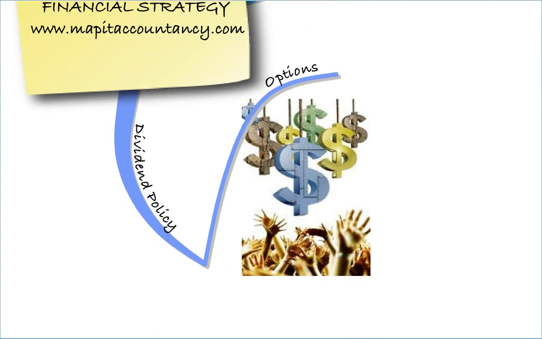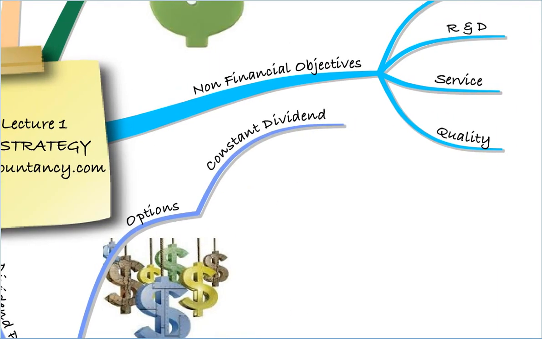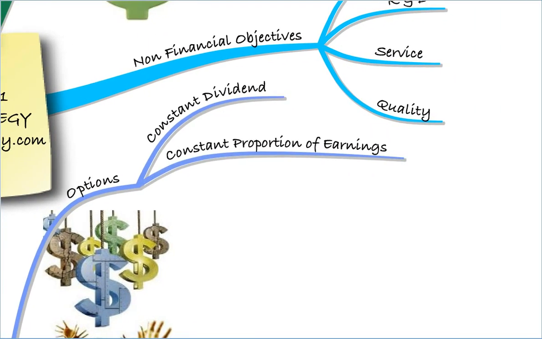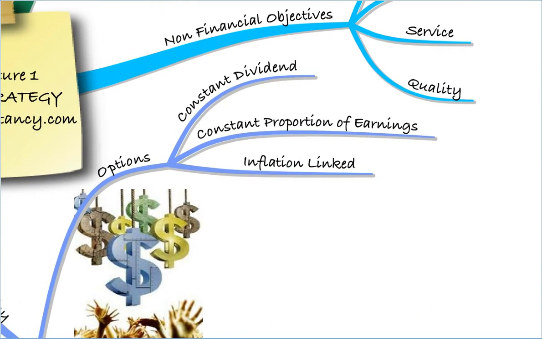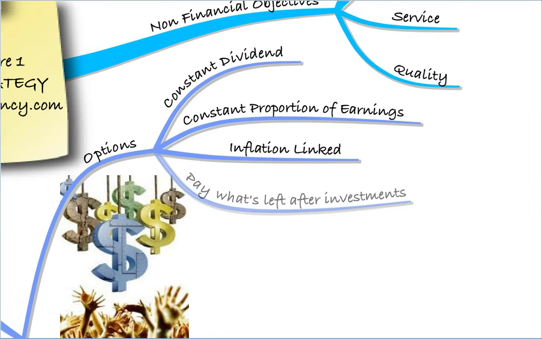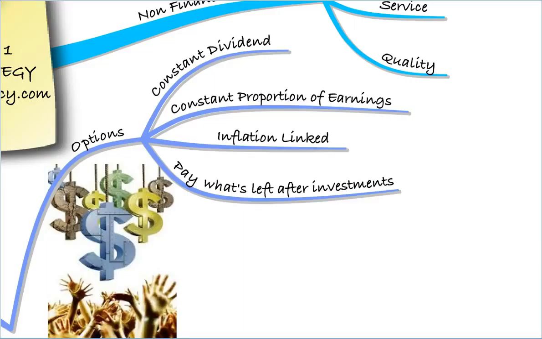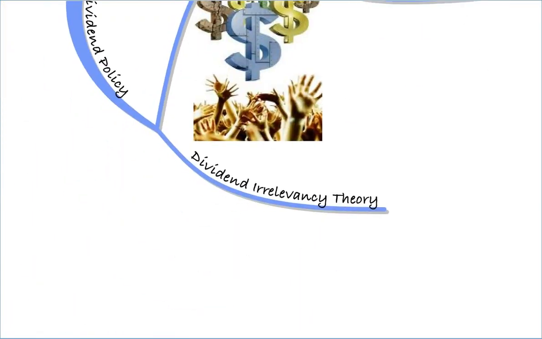We talked about the options that you can have, the constant dividend you could pay without changing, or you could pay a constant proportion of earnings so that the dividend moved with your earnings. We also talked about inflation-linked dividends as a possibility. And we also mentioned that you could pay what's left after you've made the investments that you want to make for that year. There are advantages and disadvantages to each of these, and we discussed that in the full lecture.